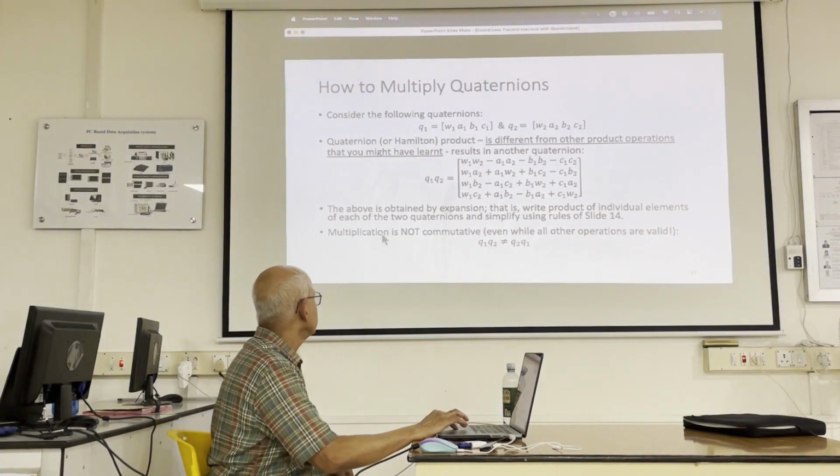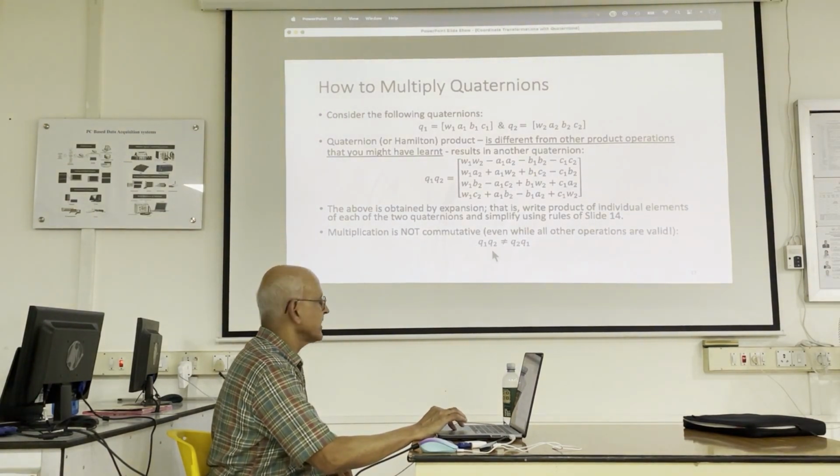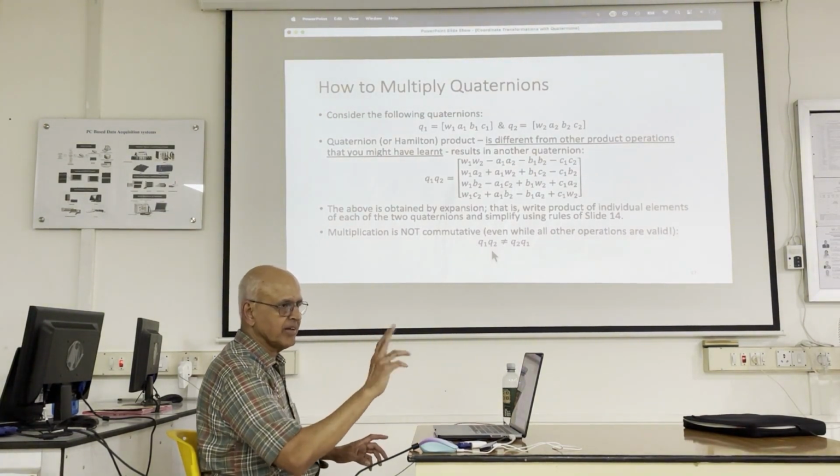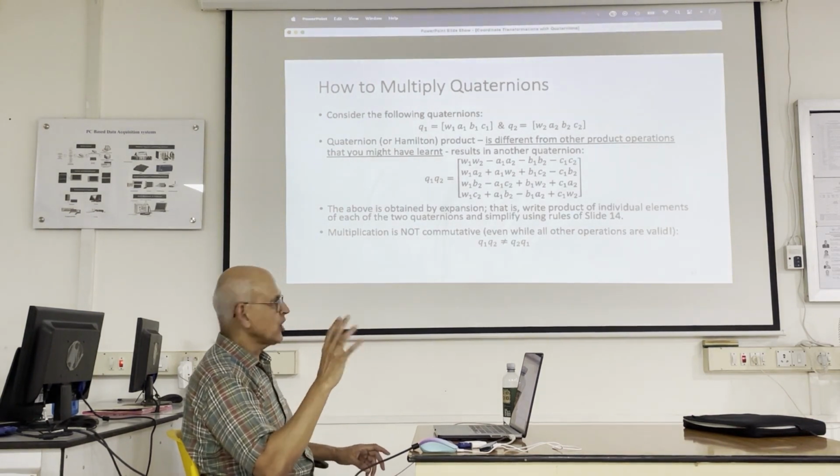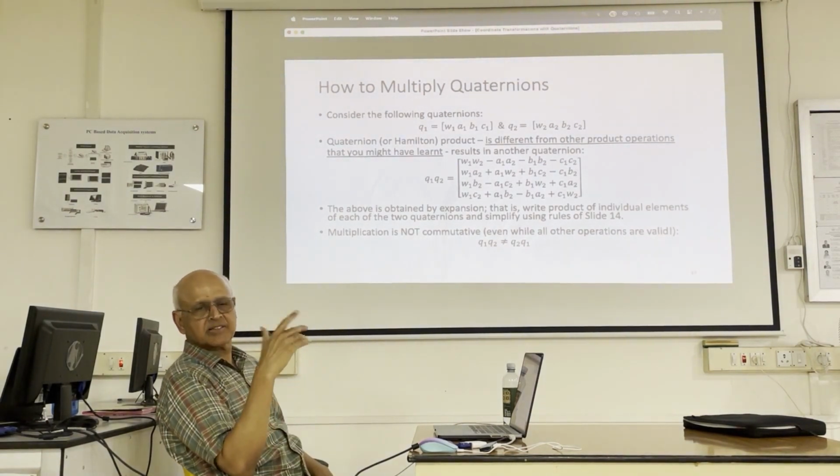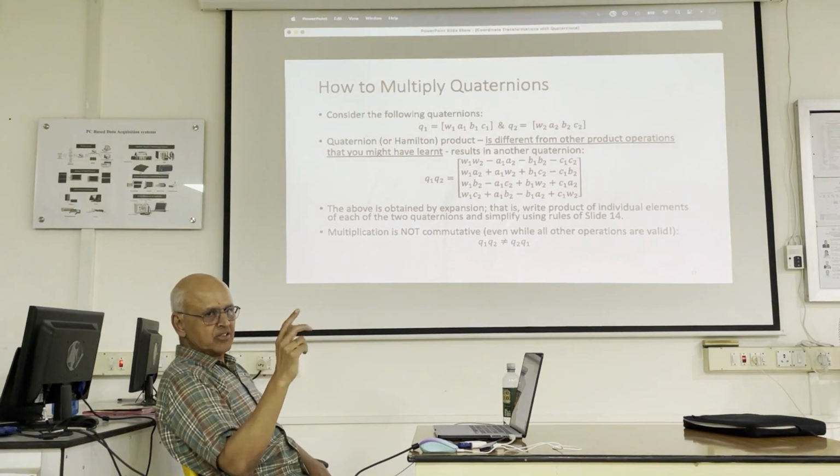Okay, now, multiplication between two quaternions is not commutative. You cannot switch it. Q1, Q2 is not the same as Q2, Q1. This is similar to matrices. AB is not equal to BA.